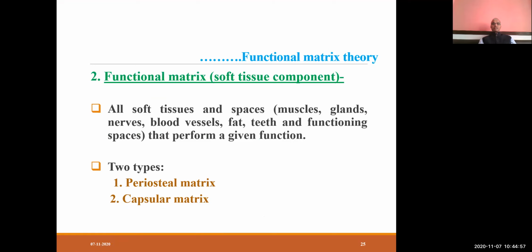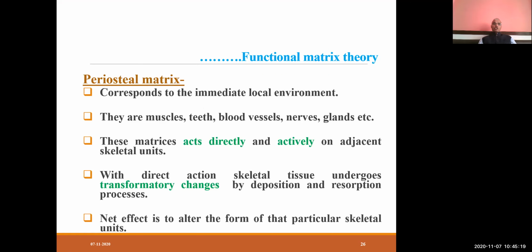So the functional matrix, which is the soft tissue component, includes all the soft tissues and spaces, including muscles, glands, nerves, blood vessels, fats, teeth, and functioning spaces that perform a given function. It is divided into two types: periosteal matrix and capsular matrix. The periosteal matrix corresponds to the immediate local environment. They are muscles, teeth, blood vessels, nerves, and glands.